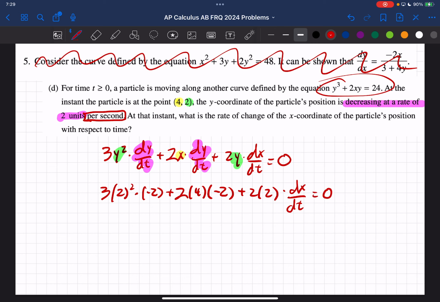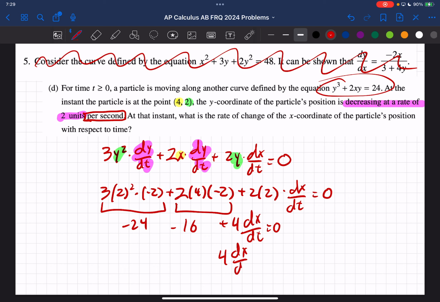Okay. So this term is negative 24. This term is negative 16. So 4 dx dt equals 40. So dx dt equals 10. Now, the important thing to note is that the y-coordinate of the particle's position is decreasing at a rate of 2 units per second. That's a unit. So we have to include that same unit, per second, on our answer here as well.